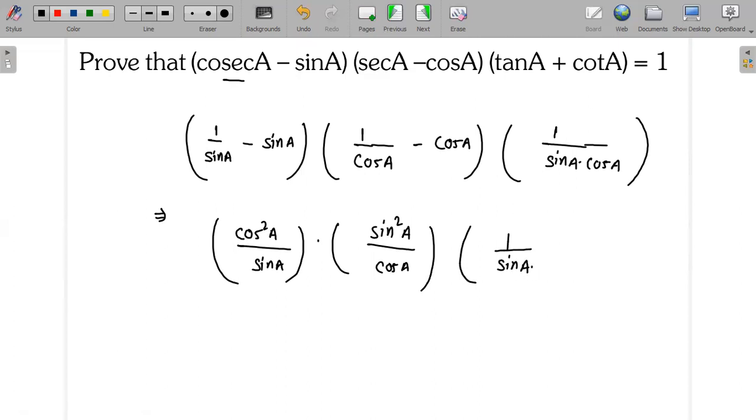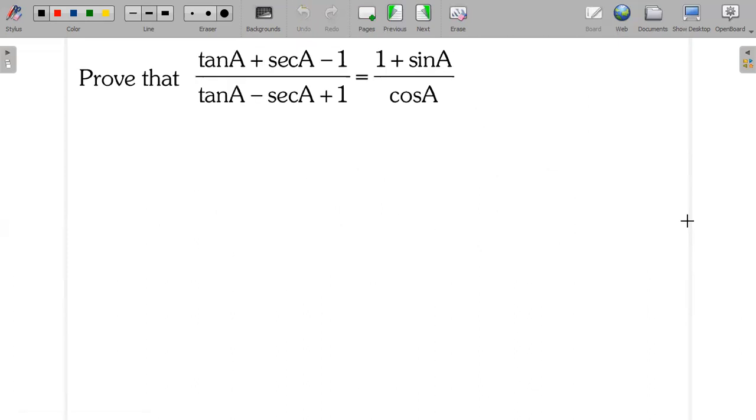As you can see, we have 2 times sine A and 2 times cosine A in the numerator as well as in the denominator. We end up getting a result equal to 1. Now, in the next one, we need to prove this identity. This is something where we have to be a bit creative.